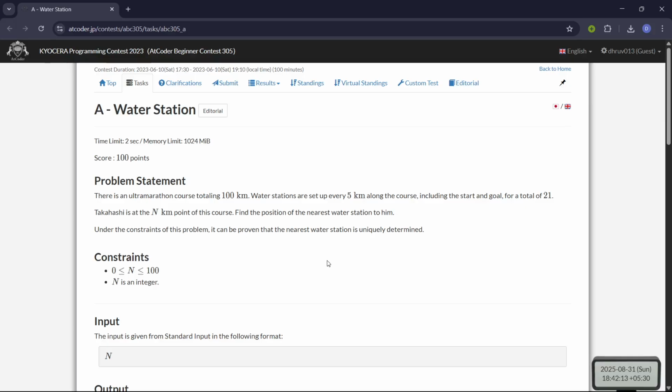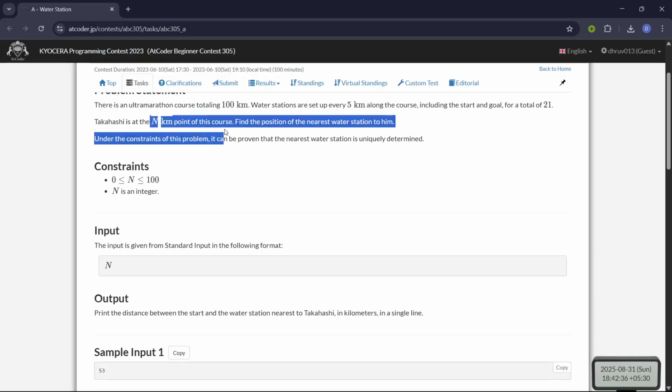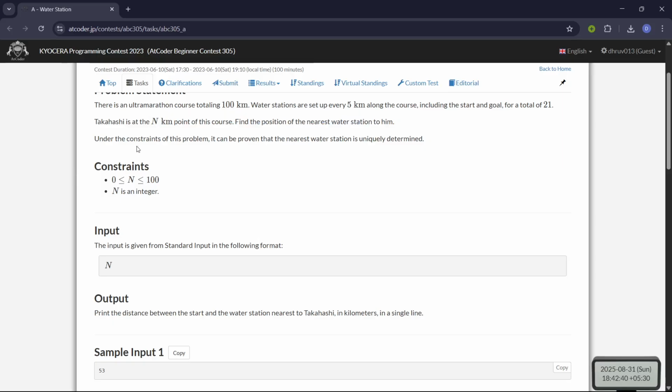The problem statement states that there is a marathon course totaling 100 kilometers where water stations are set up every 5 kilometers along this course, including the start and the goal. So in total, there are 21 stations: 0, 5, 10, up to 95 and 100. Takahashi is at the N kilometer point of this course. Find the nearest water station to him.